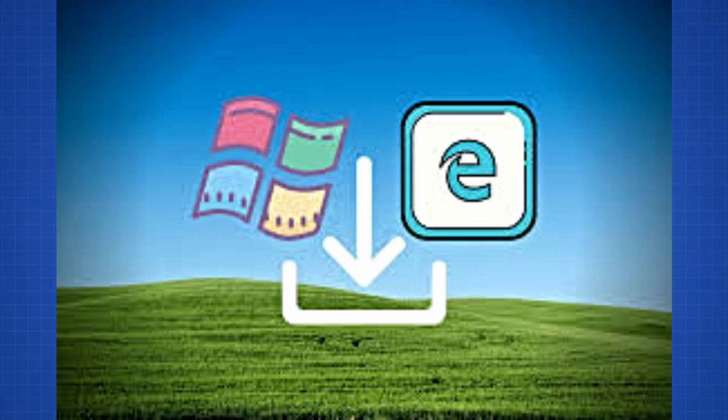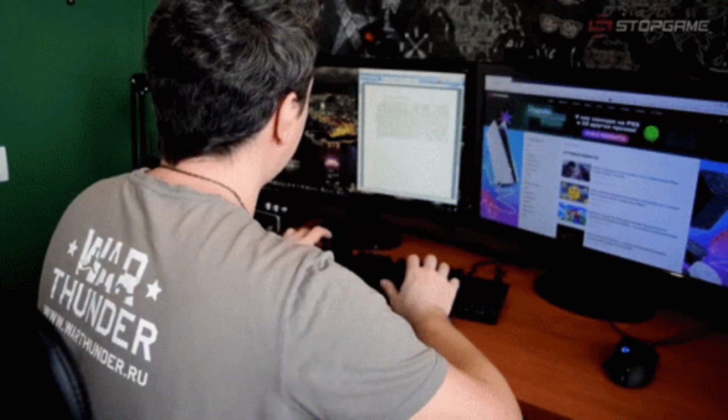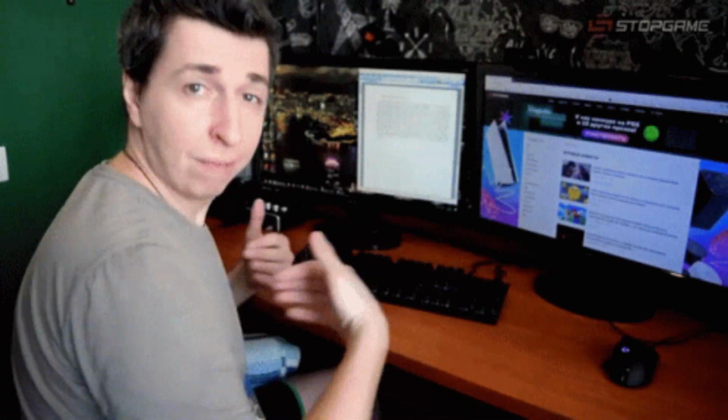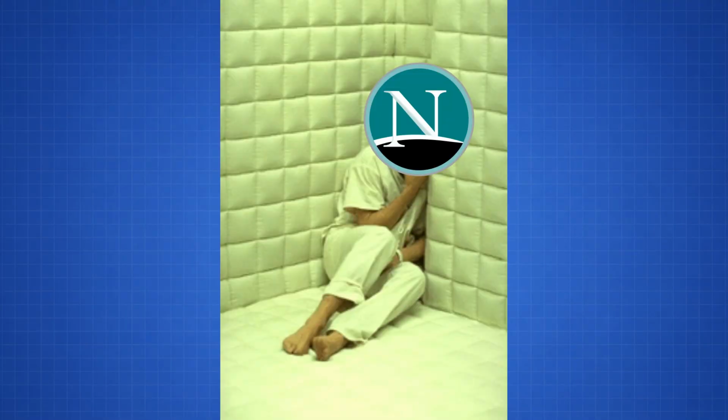They bundled Internet Explorer directly into Windows for free. Netscape charged money. Game over right there. Then they went to PC makers and basically said, want to keep selling Windows? Make Internet Explorer the default. Netscape goes in the corner.